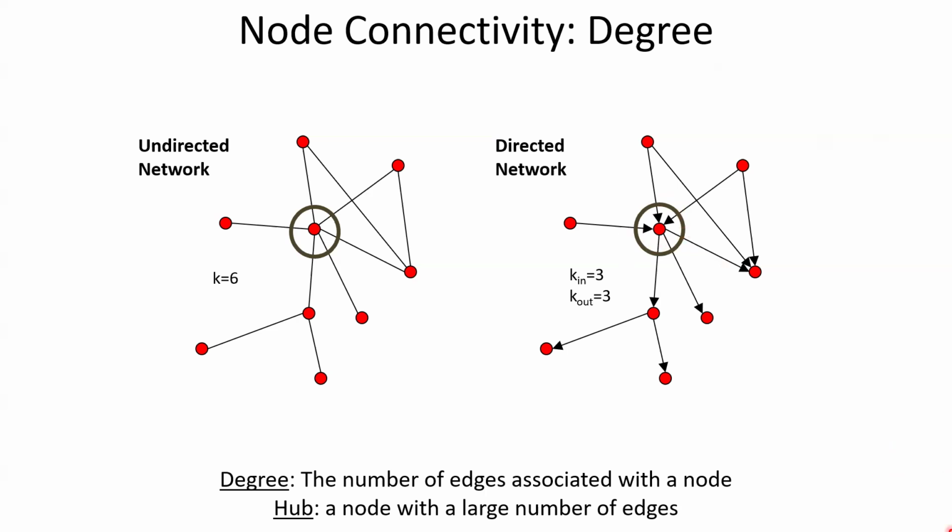If people ever talk about the hubs of a network, you should know that a hub is simply a node with a large number of edges. There's not a clear formal definition, but it's basically one that has more edges than any other node in the network.